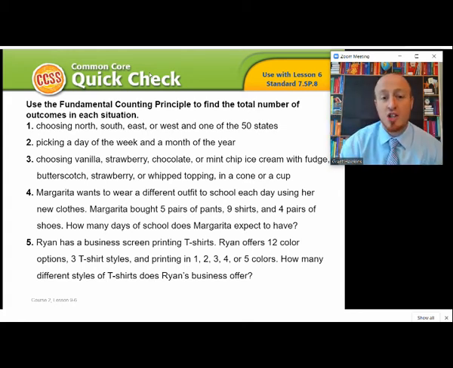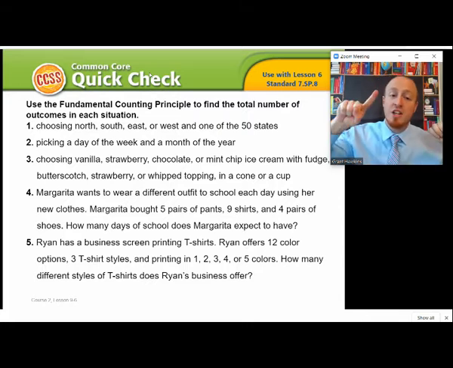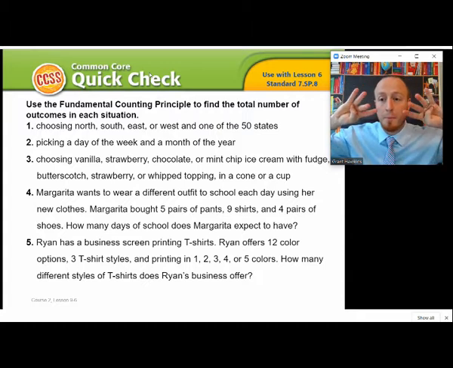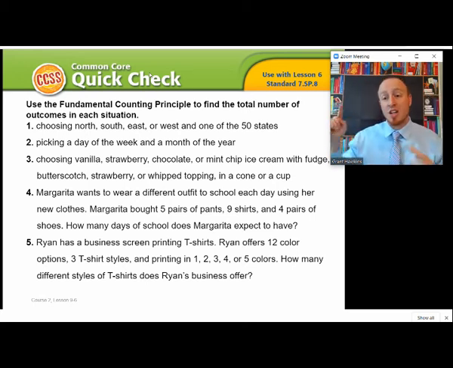Choosing vanilla, strawberry, chocolate, or mint ice cream with fudge, butterscotch, strawberry, or whipped topping. How many options is that so far? 16. In a cup or a cone. So you could have all 16 of those options in a cone or all 16 of those options in a cup. So it doubles to 32. Okay? I think we can just move on from here.